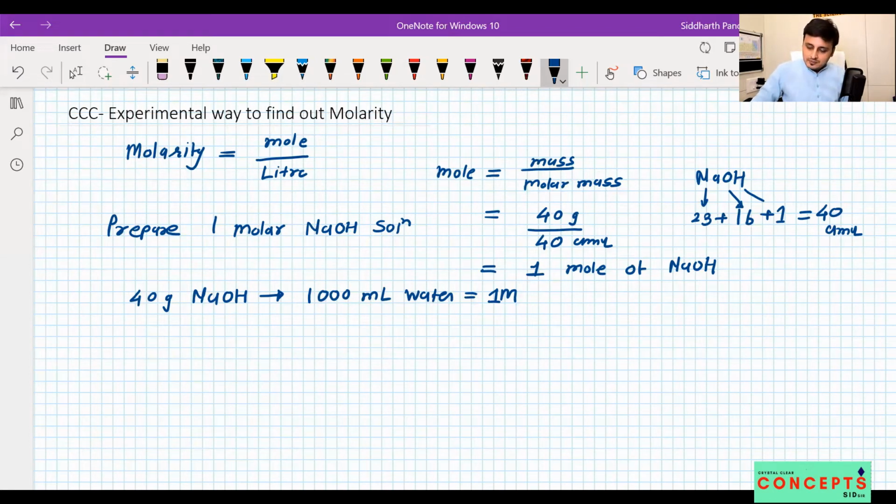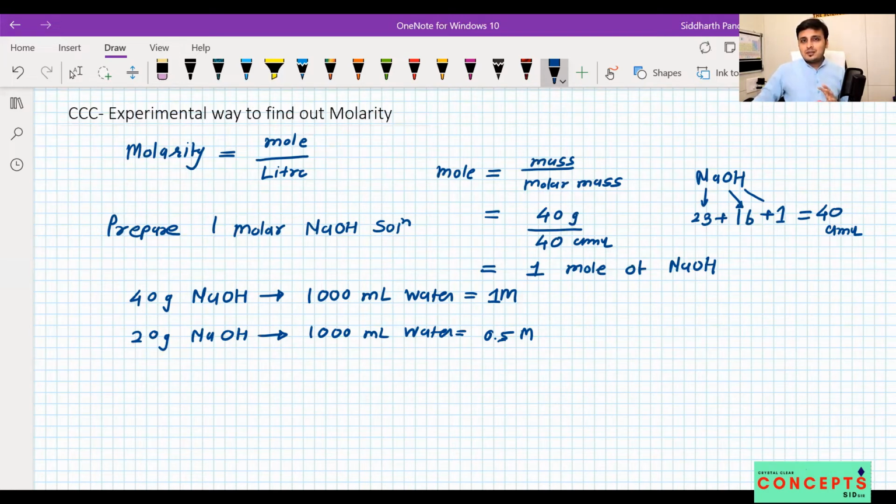So I will simply take 0.5 molar. As we can see that it is a half of the 1 molar, and if I want to make the volume constant, so I am not changing volume, it will become half the weight of the NaOH as we have taken for the 1 molar. So we need to take only 20 gram NaOH, and this 20 gram NaOH in a 1000 ml of water will produce 0.5 molar solution.